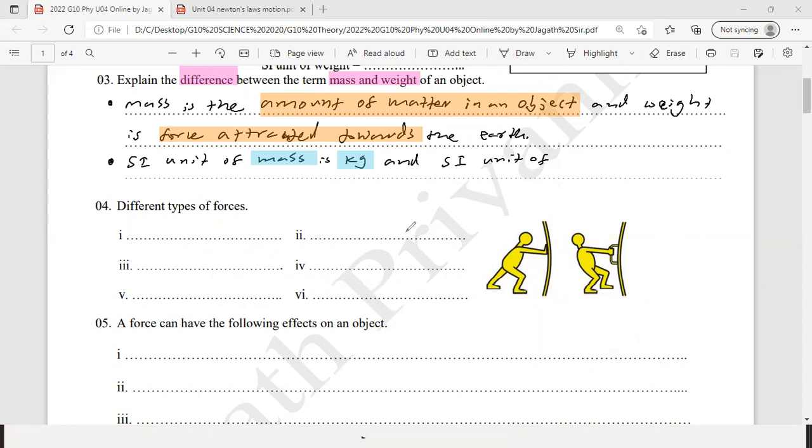So what is the SI unit of force? The SI unit of force is Newton. Capital N.